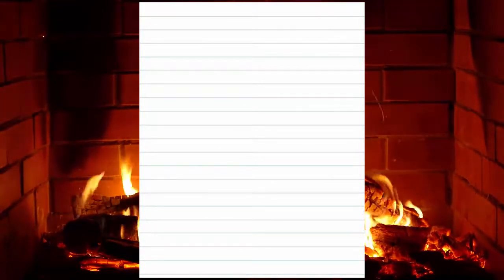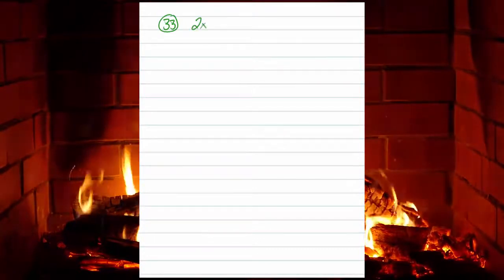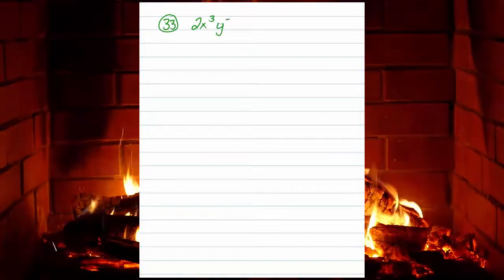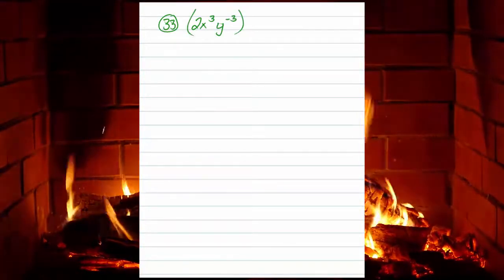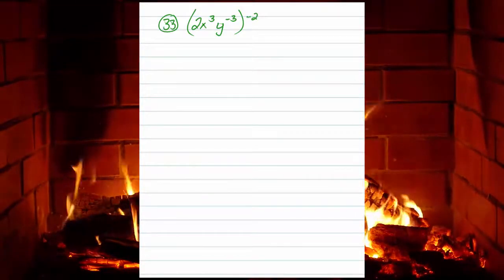All right, let's go for another slightly messy one. Number 33. 2x to the 3rd power y to the negative 3rd power, raised to the negative 2nd power.